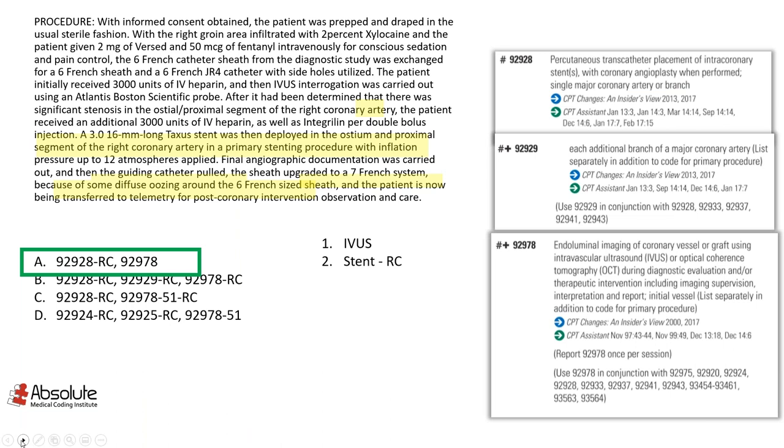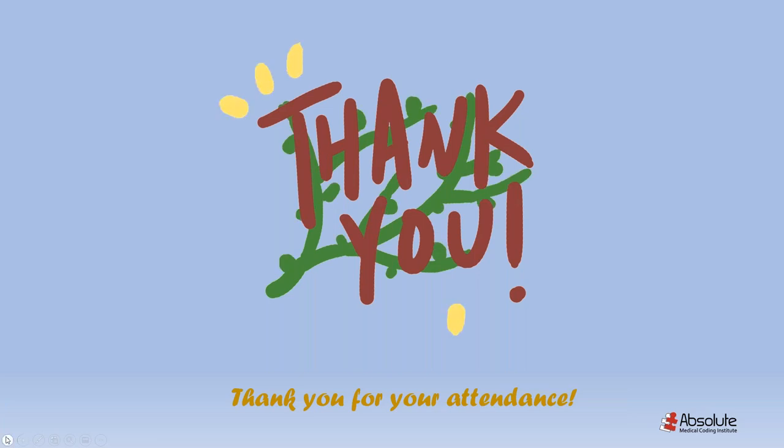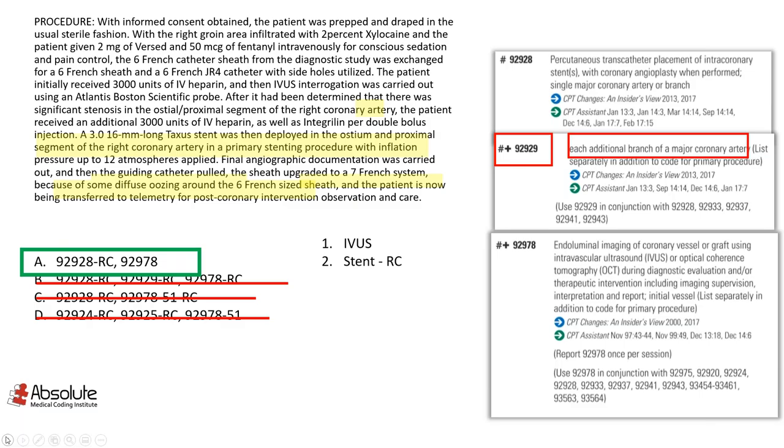How about 92978? There's that add-on code. That's for the IVUS. As I mentioned a minute ago, because of the modifier 51, we can eliminate C and D. We know we can eliminate B because we do not need to code for an additional branch of a coronary artery, because only one vessel was stented. Therefore, we're going to eliminate B. We have looked at these codes and verified that we have the right answer.